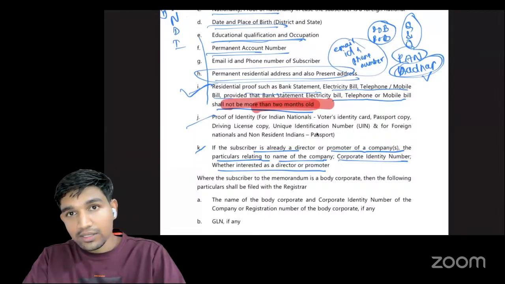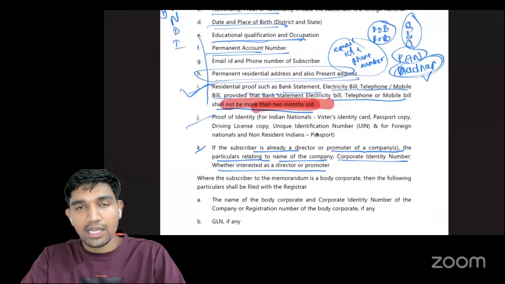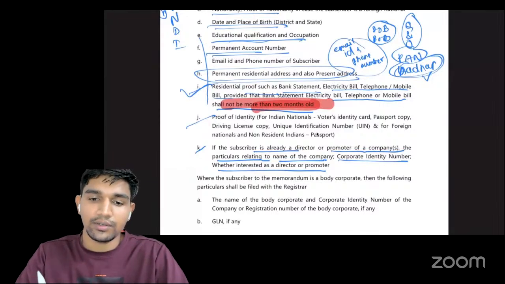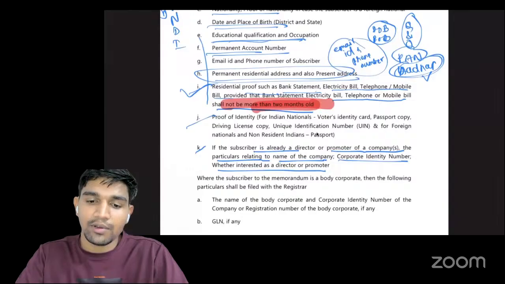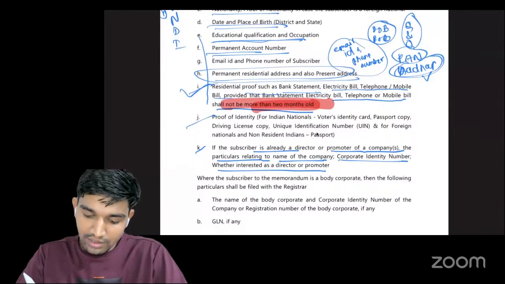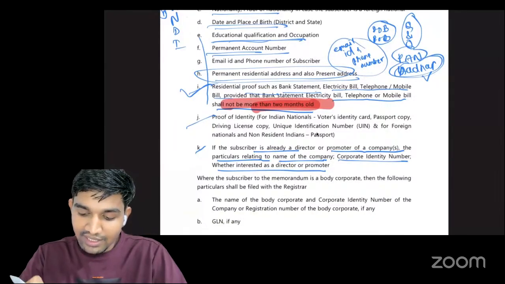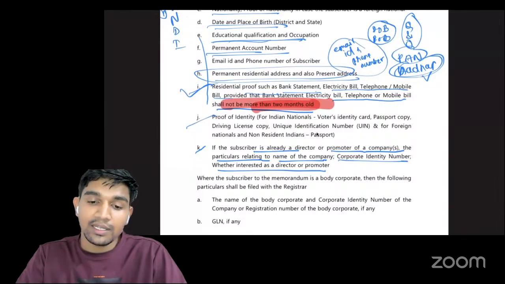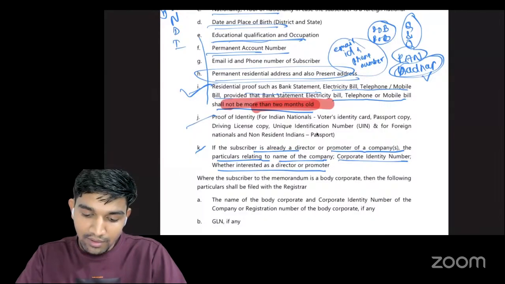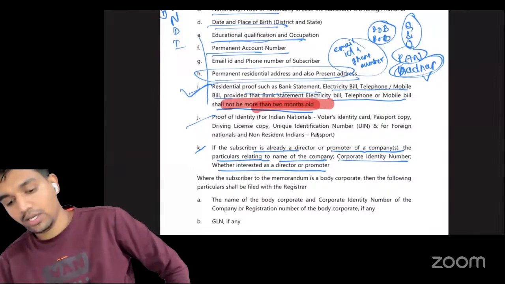Then, in case of the subscriber, the particulars he has to give: that is name, Nandi, he has to give the name. E for address should be permanent residential address and present address. Then nationality, then his interest, if he is a director or promoter in any company, then the name of the company and then the corporate identification number of that company. Now interest has been done.